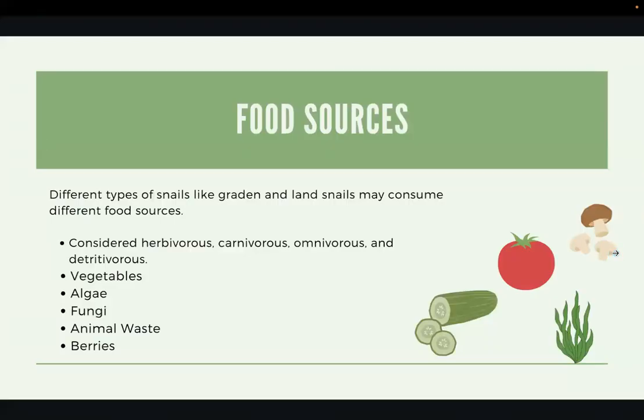So for food sources, there are different types of snails like garden and land snails, as mentioned, and they consume different food sources. So they can consume vegetables, algae, fungi, animal waste, and berries.